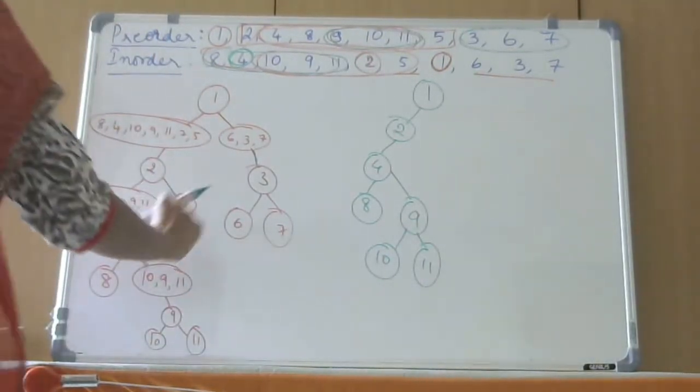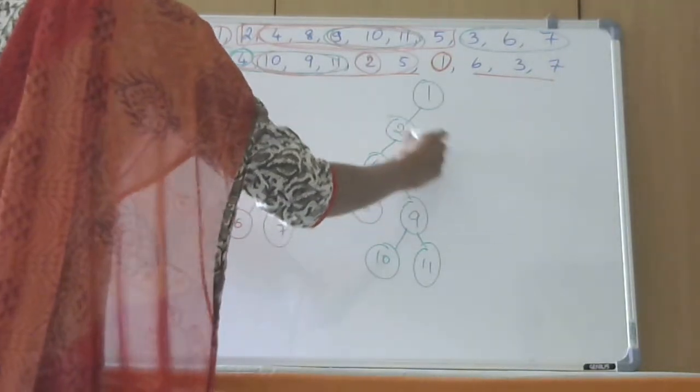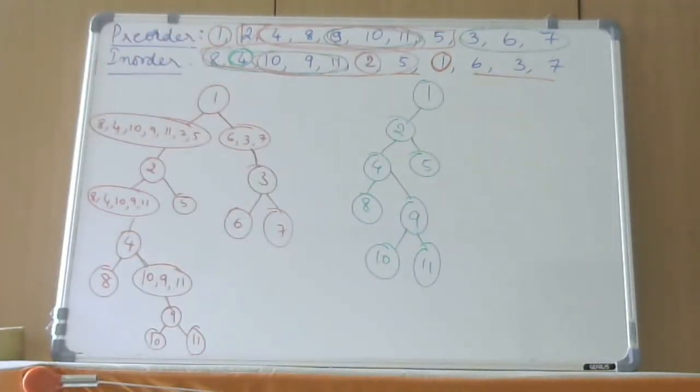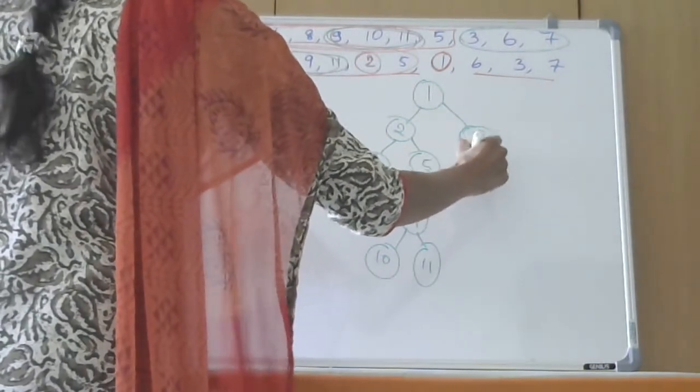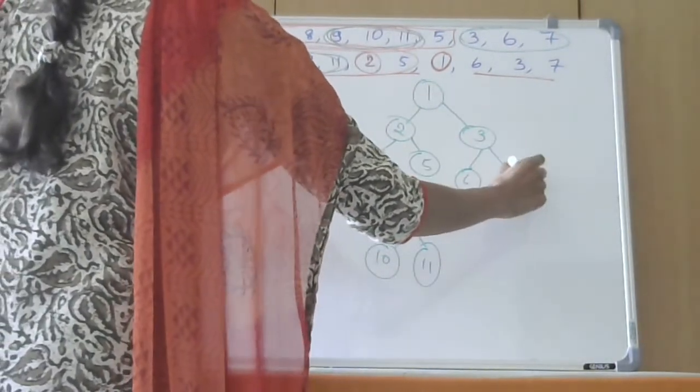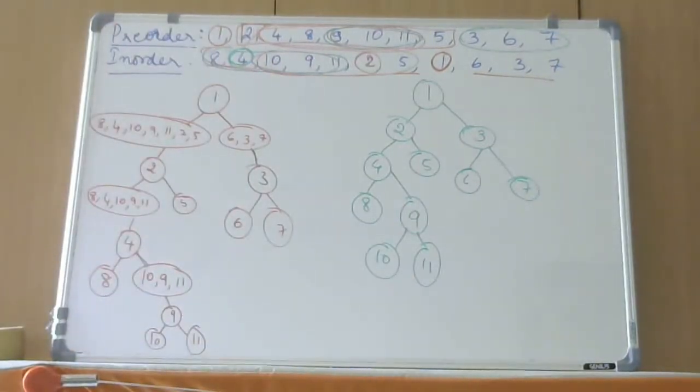2 has 5 here, so that also will come here. Again come to the right side. I have 3 and then 6 and then 7. So this is how my tree is going to look. So given the preorder and the in order, how can we construct a tree? Let us take one more example.